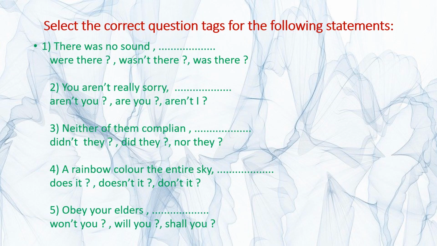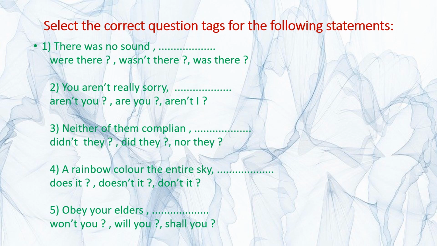See the next type of question on your screen. Select the correct question tags for the following statements. Now in unit 1, you have at one or two places to add the question tag, right? You have done it in your earlier classes too. Now we are going to discuss it. So see on the screen, there are 5 statements given and options are given. You are going to get 3 options in this way, and 2 will be wrong, 1 is going to be correct. So you are going to select that, right?